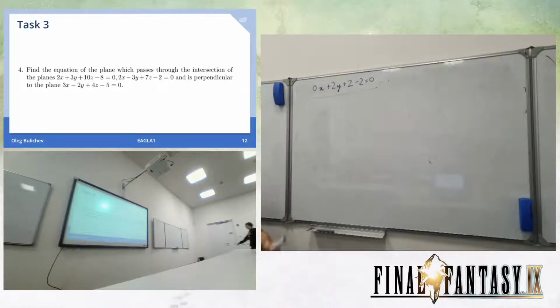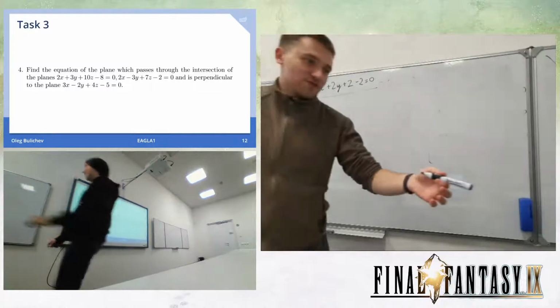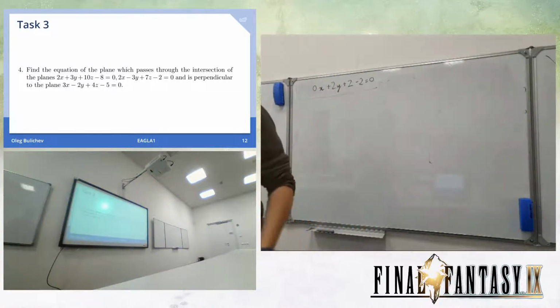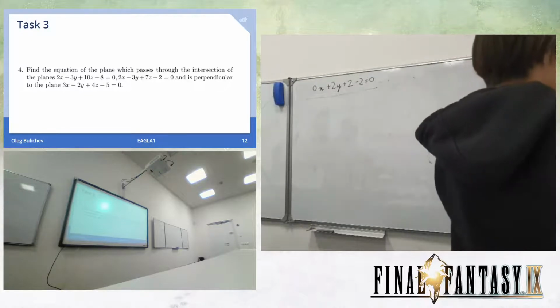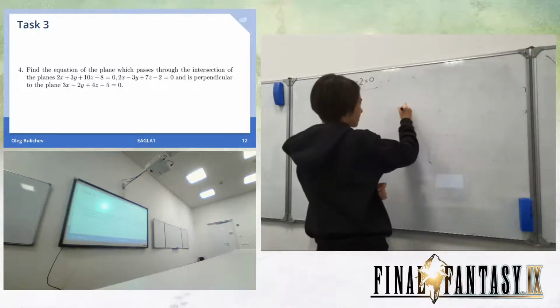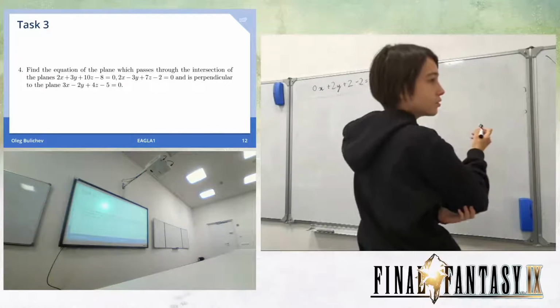I am a very dynamic person, and I really like to be at the whiteboard because the teacher can explain your mistakes. So how did you try to solve this task? What are the main ideas in your mind? The intersection of the planes is a line, and the plane passes through this line. However, I don't know. Let's discuss.